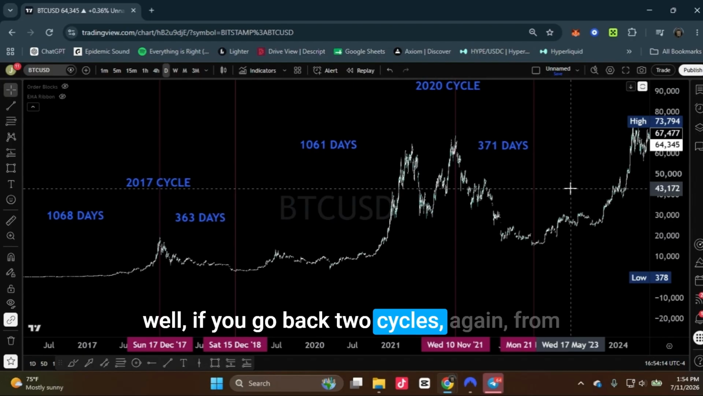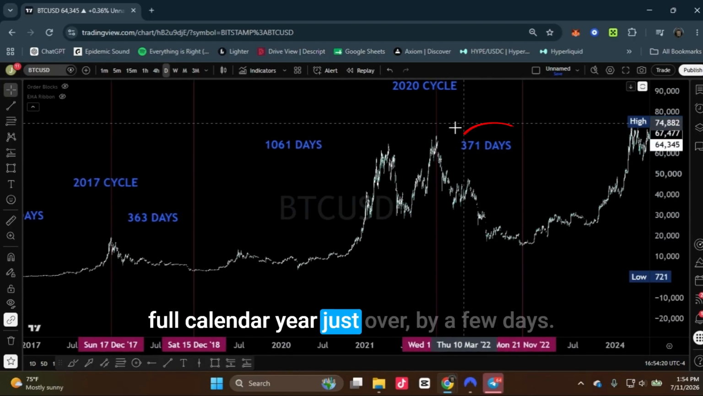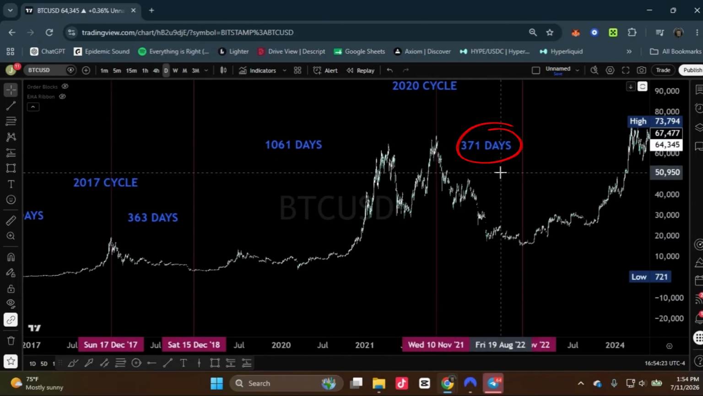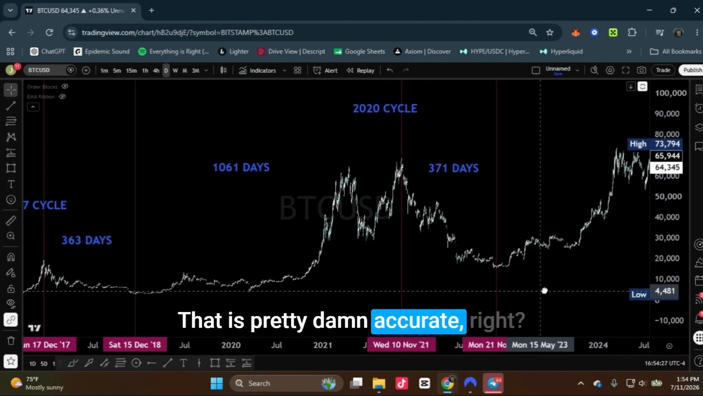Well, if you go back 2 cycles, again, from the top to the bottom, we have almost a full calendar year, just over by a few days. Okay, these numbers are off by a few days, guys. That is pretty damn accurate, right?